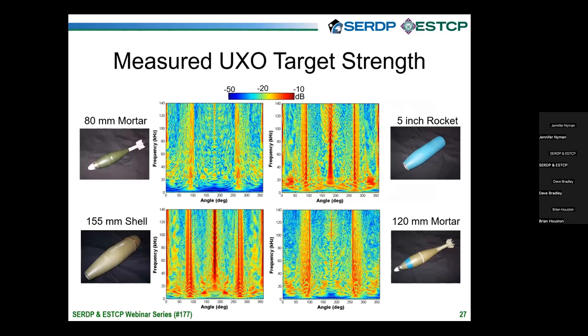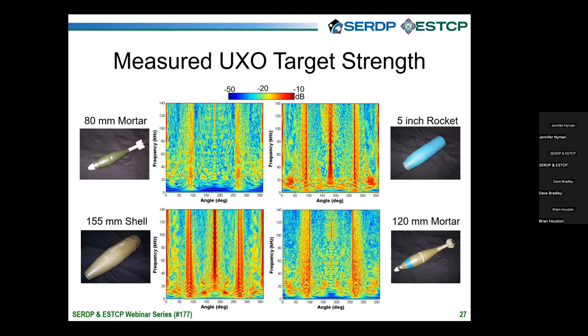So in slide 27, I'm showing you examples of UXO that are very common. An 80 millimeter mortar on the left, the 5-inch rocket in the upper right, a 155 millimeter shell in the lower left, and then the 120 millimeter mortar on the right.